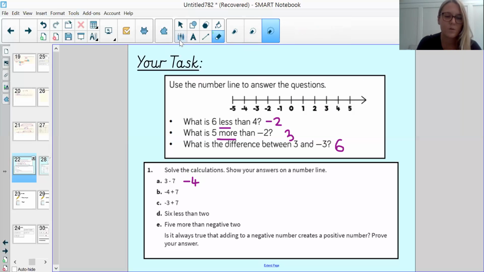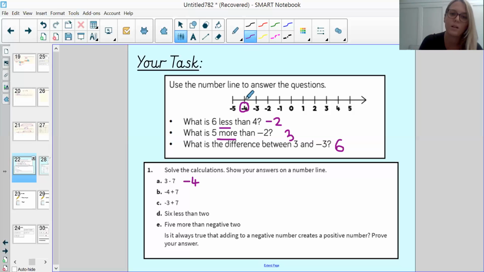Next question, -4 plus 7. So this time we're starting at -4 and we're adding on, so we're jumping up the number line. So 1, 2, 3, 4, 5, 6, 7. Okay, so my answer is 3. And then -3 plus 7 would be, because we've just shifted the -4 one place to the -3, we can shift the answer one place, that'd be 4.